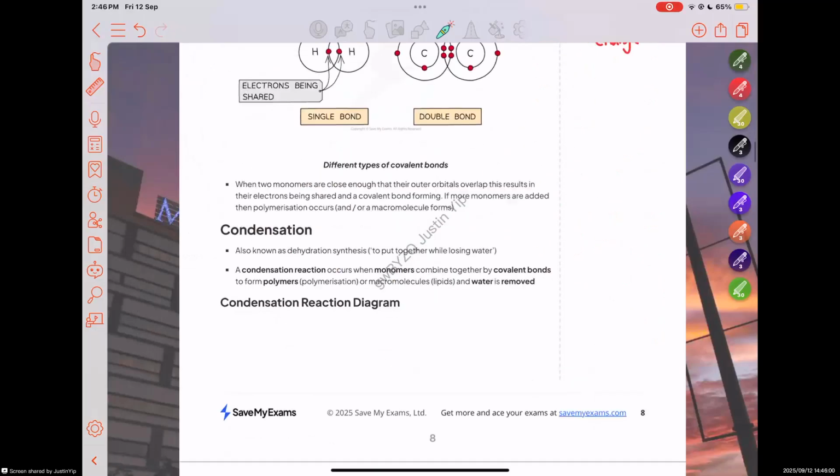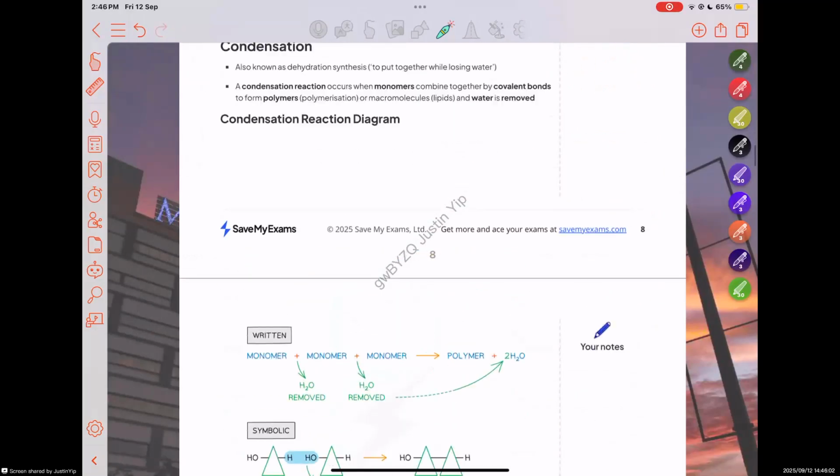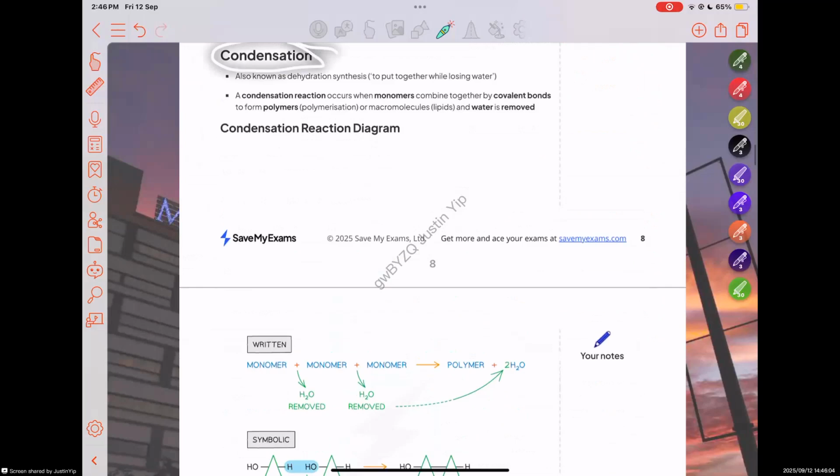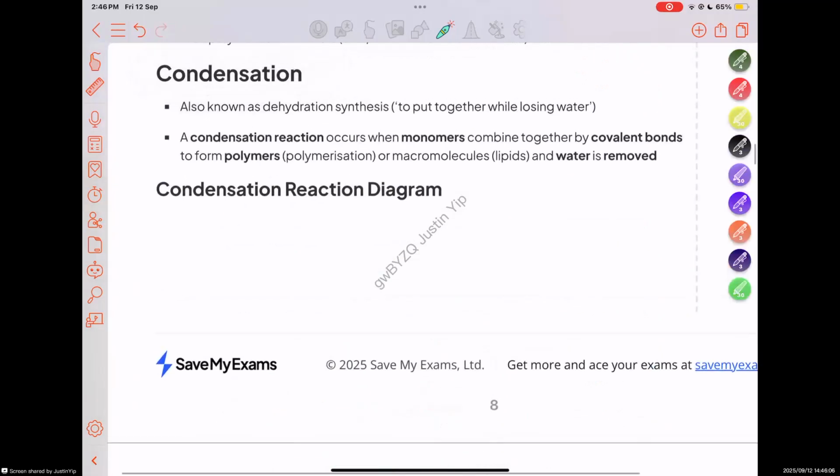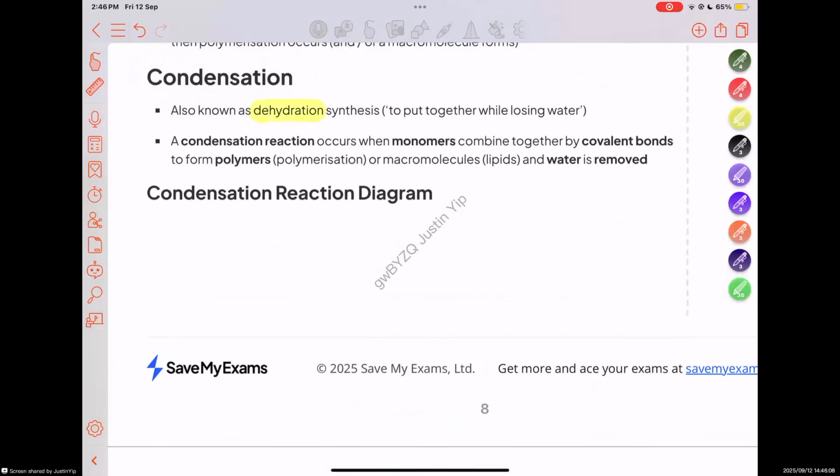And then now we move on to condensation. Condensation is like dehydration synthesis. Why? Because you will lose water. It means that if you want to form two things together in condensation, you need to throw out the water.